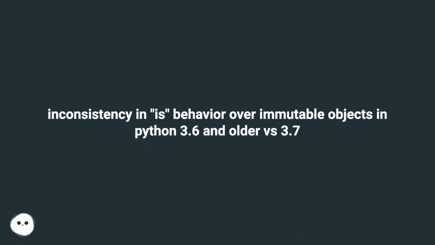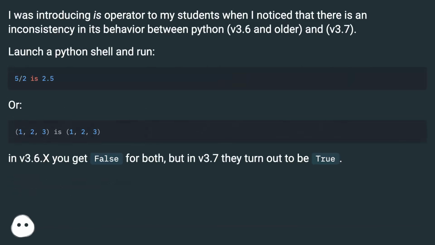Inconsistency in `is` behavior over immutable objects in Python 3.6 and older versus 3.7. I was introducing the `is` operator to my students when I noticed that there's an inconsistency in its behavior between Python version 3.6 and older and version 3.7. Launch a Python shell and run it. In v3.6.x you get False for both, but in version 3.7 they turn out to be True.